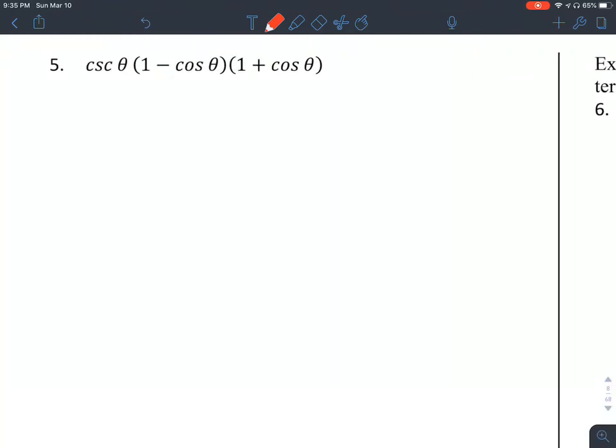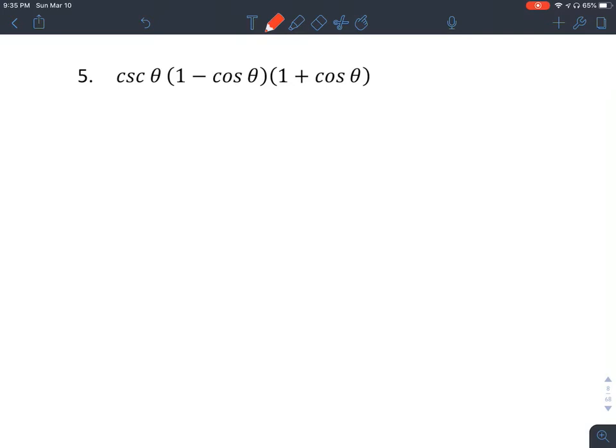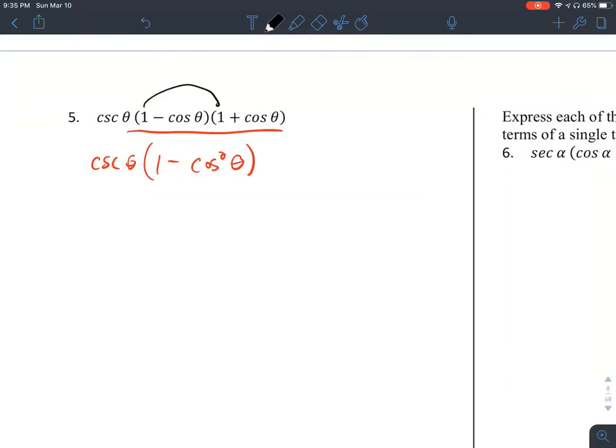Number 5, these directions are the same. I'm going to multiply these two binomials together. They are conjugates. When you multiply two conjugates together, you get the first term squared minus the last term squared. Let me just remind you how that works. We got 1 times 1, which is 1. We have 1 times cosine of theta, that's cosine of theta. We have negative cosine of theta times 1, that's a negative cosine of theta. So those cancel. Then we have negative cosine times positive cosine of theta, that's going to be negative cosine squared.